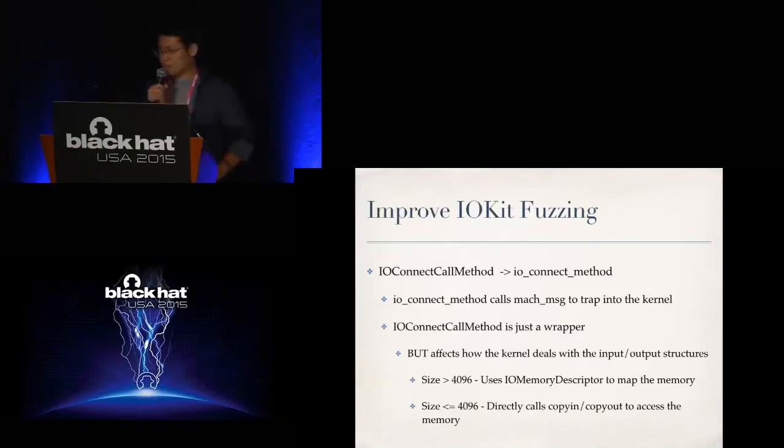So what did the wrapper function do? Actually, they did a very, very simple thing. They checked the size of the input and output structure to determine if the size is very large, larger than 4 kilobytes. It will tell the kernel you should use an IOMemoryDescriptor to map this userland memory so you can access it. Otherwise, if the buffer is small, you can just copy in and copy out to access the memory. This is obviously for performance considerations.